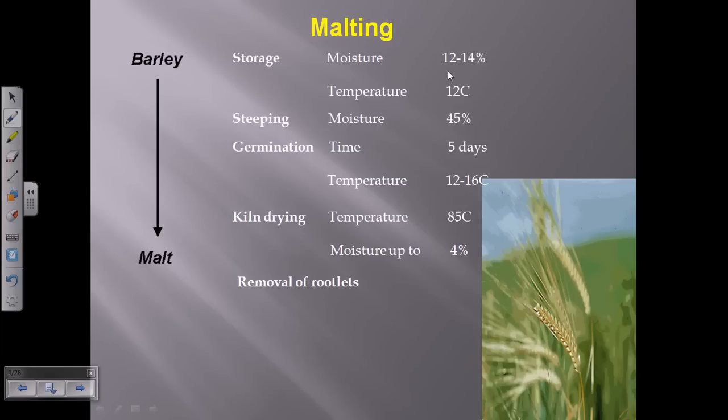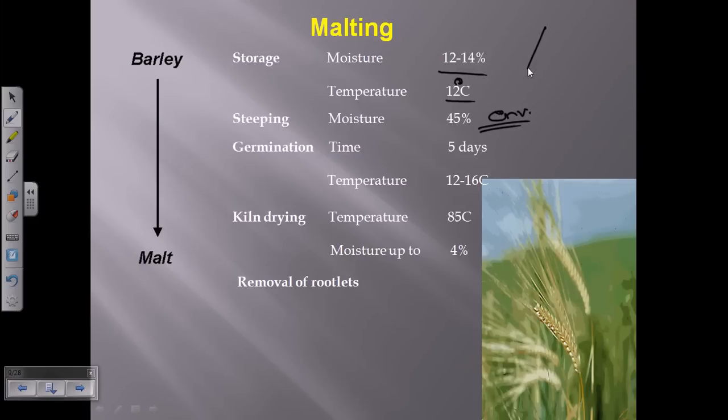So storage moisture is from 12 to 14%, but not more than 14%. Temperature should be less than 12 degrees Celsius. It's actually 10 to 12 degrees Celsius; 12 degrees Celsius works best. That's why we provide that. Steeping is the first process of malting. A moisture of 45% is required for the steeping. That means this is not about the moisture of the barley, this is actually the moisture of your environment. For germination, you require moisture of 45%.